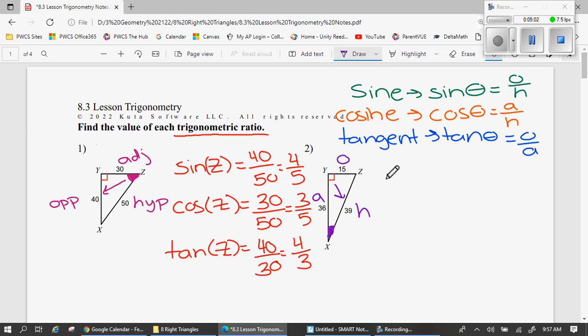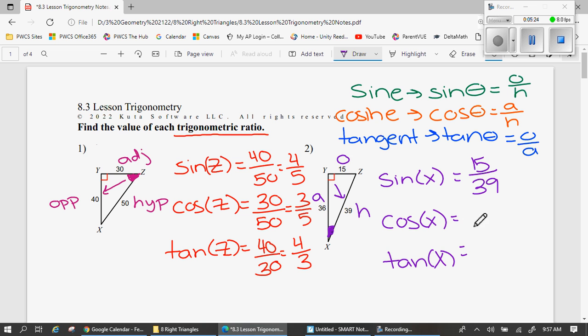And so we can find the sine of x, the cosine of x, and the tangent of x by using the way we labeled and then the relationships we have up here. So sine is always opposite over hypotenuse, so the side opposite is 15 divided by the hypotenuse, which is 39. And I think we can simplify that to be 5 over 13.